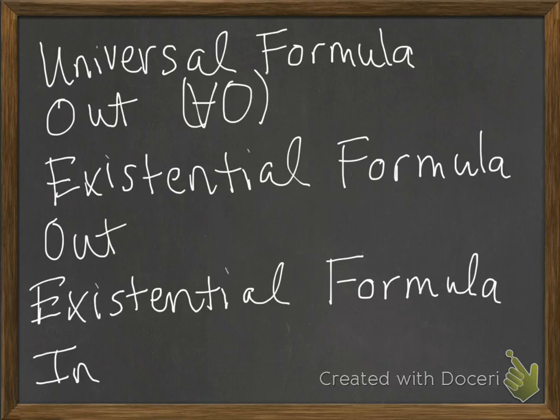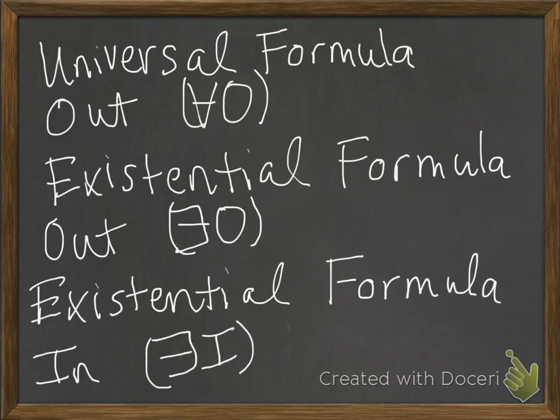Then we have the rule of existential formula out, which we will abbreviate with the backwards E, the there exists symbol, and a capital O. And then the third rule is the rule of existential formula in. And we'll abbreviate that with the backwards E and a capital I. So I will now explain each of these rules before explaining the fourth rule that we will have.